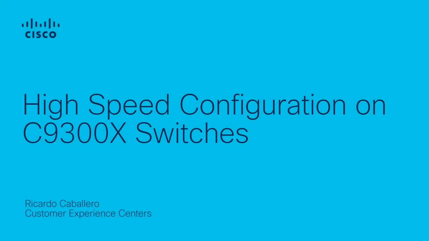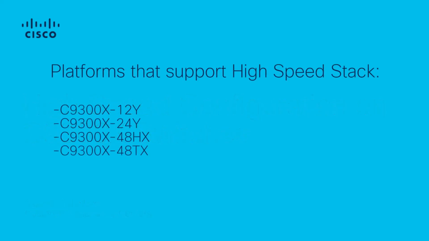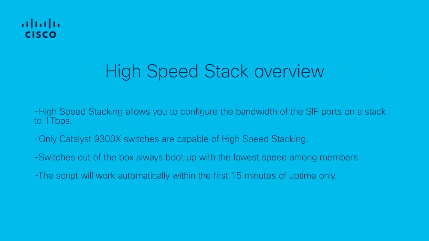In this video, I will show you how to configure high-speed stacking on Cisco Catalyst 9300X series switches. High-speed stacking is supported only on the following models. This feature allows you to configure the bandwidth of the stack interface to 1 terabit per second. High-speed stacking is applicable only when all the switches in the stack are Catalyst 9300X switches.